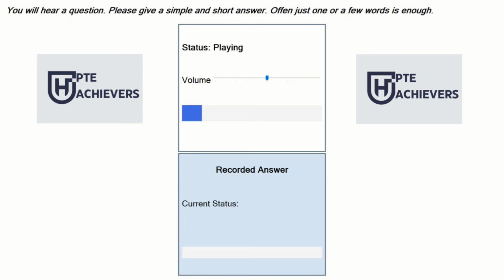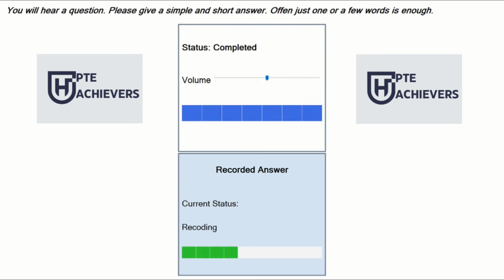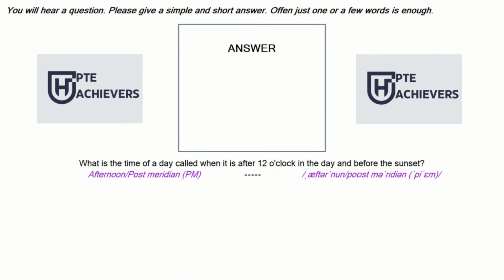What is the time of a day called when it is after 12 o'clock in the day and before the sunset? Afternoon. Post-meridian, PM.